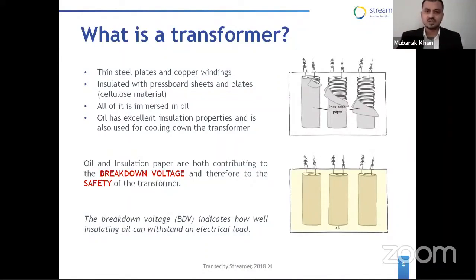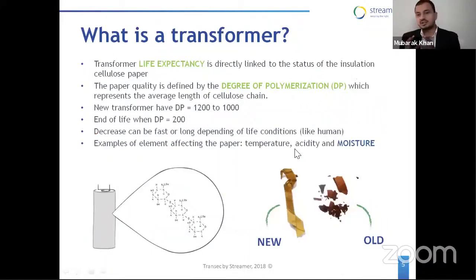So these are the different parts of the transformers as we discussed. Now we will consider two important parts because they are the things which contribute to the life and the safety of the transformer. These are paper and oil. First we start with the paper. The transformer life expectancy is directly linked to the status of insulation cellulose paper.